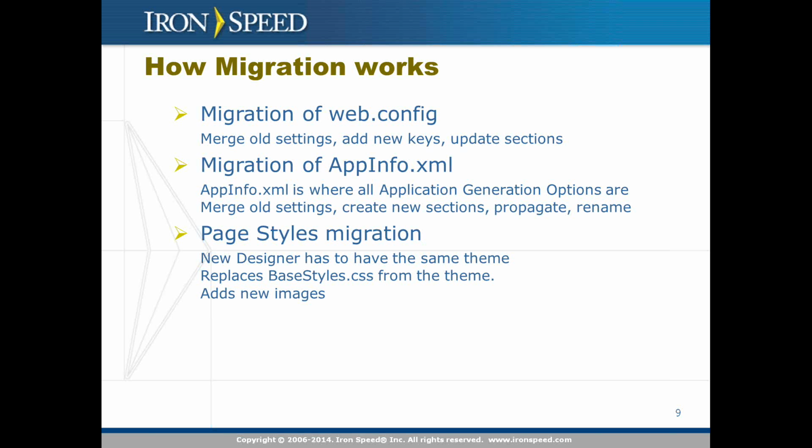Similarly, we move the values in the app.info XML. This is also called application generation options. These are the options which define how you generate the application, how the pages are created, and so on. So we merge all the older sections with the new ones. Sometimes they get moved, so we move them across. Technically, there is nothing you need to do about it, but you need to make sure that this file is not read-only.